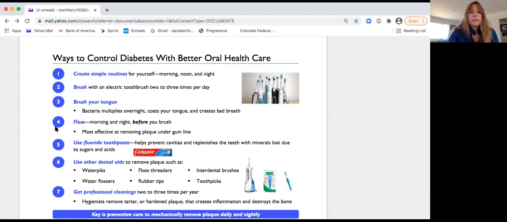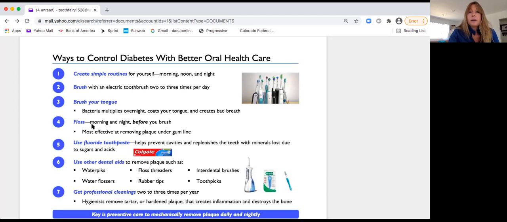Number 4, floss. I say morning and night before you brush. Flossing, again, in the morning, people wonder why. And I tell them, floss in the morning because you are removing that plaque that's been built up all night long while you're sleeping. Before you brush is a great idea. That way you do it and you get it done. Flossing is the most effective at removing plaque under the gum line.